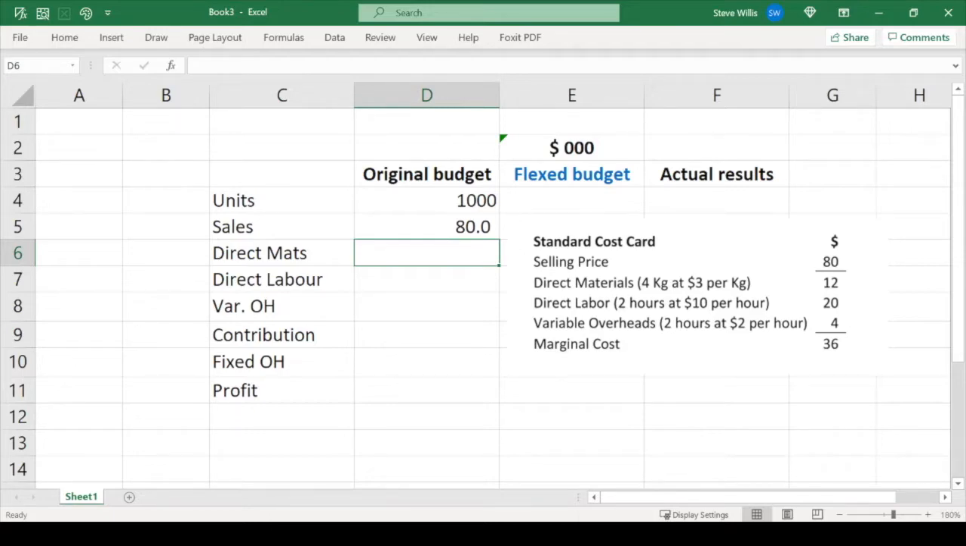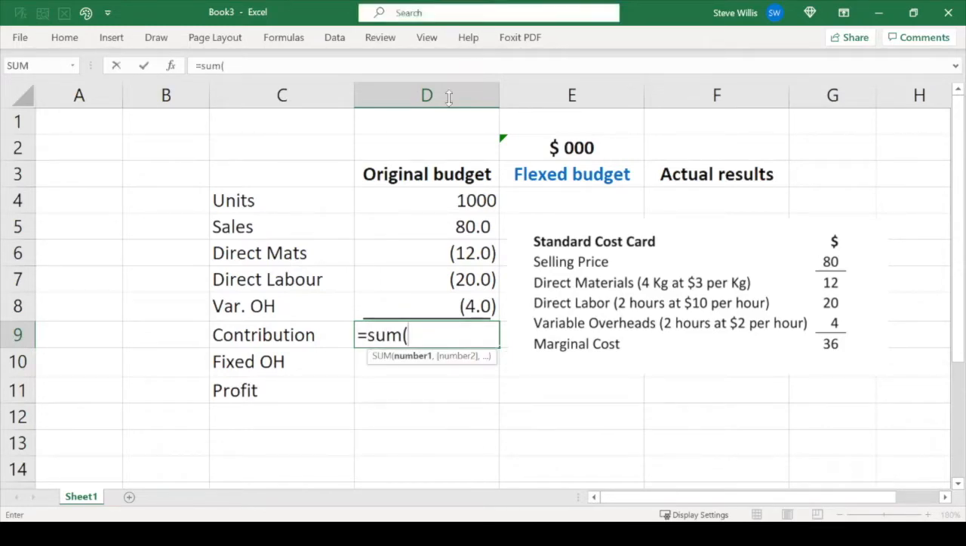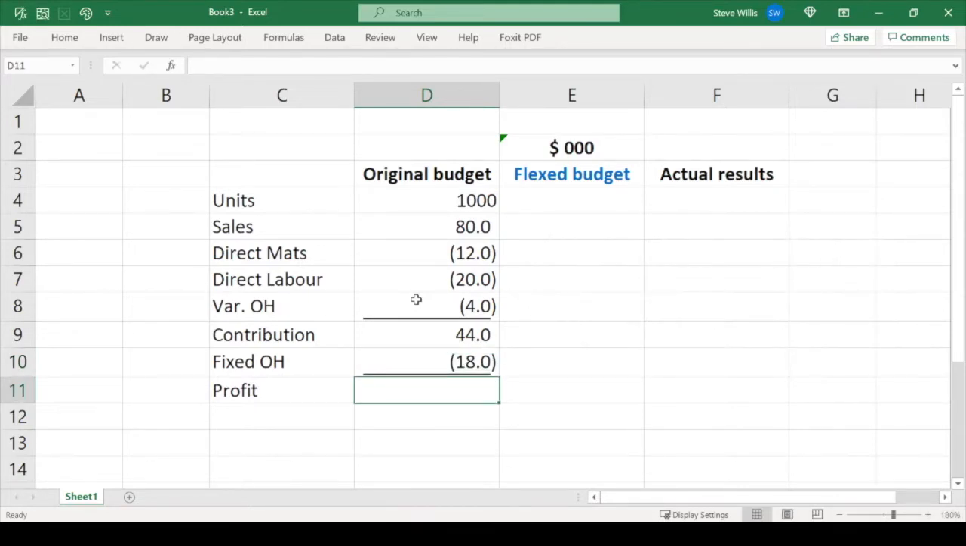So, direct materials will be $12,000. Direct labor will be $20,000. Variable overheads will be $4,000. Contribution, as we calculated earlier, 44 per unit, or we can just double check that with the sum function here, and it will be 44 minus those budgeted overheads of 18, and we are at a profit of $26,000.